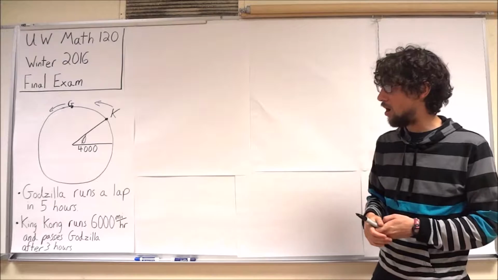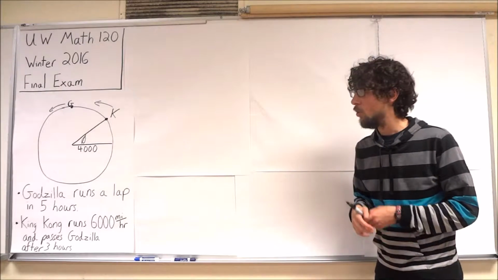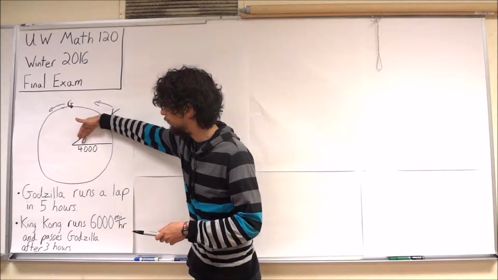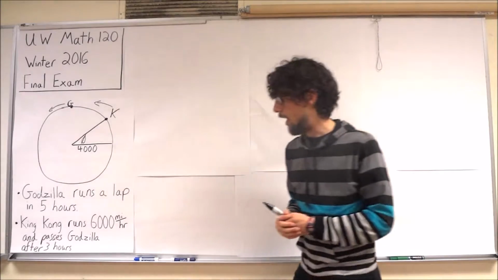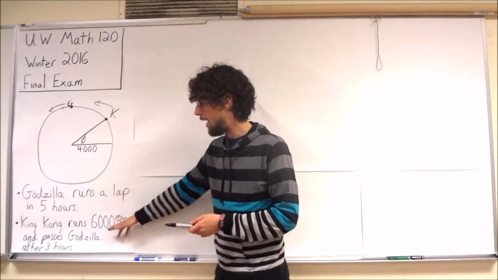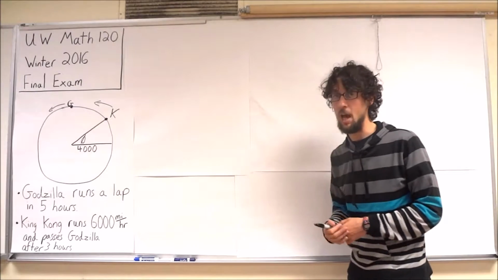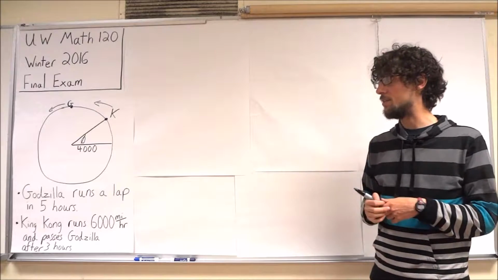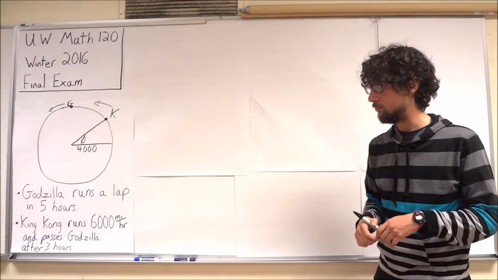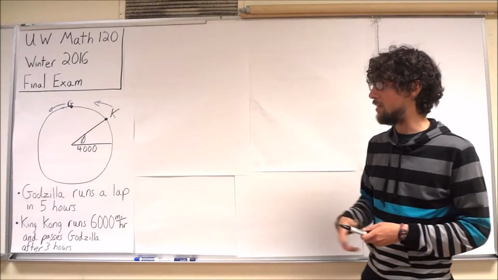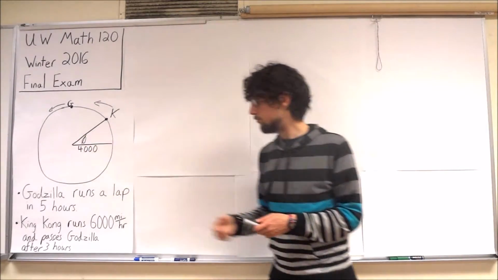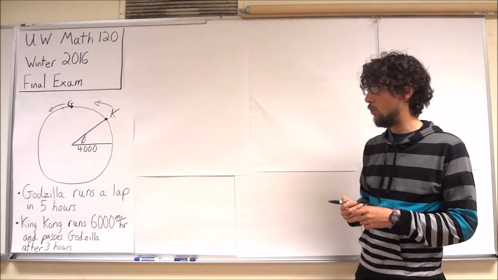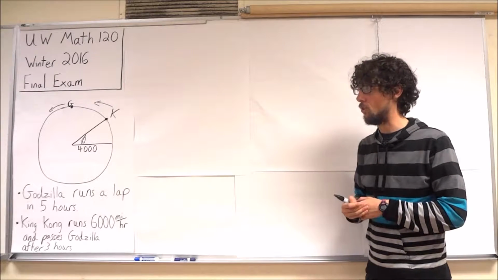And we know that King Kong runs 6,000 miles per hour. We don't know exactly where King Kong starts. We're given that King Kong starts with some angle phi above the equator. And we know King Kong's speed and that King Kong passes Godzilla after 3 hours. The question asks us to do three things. Part A asks us to find Godzilla's speed in miles per hour. Part B asks us to find this angle phi. And part C asks us, after 14 hours, to compute whether King Kong or Godzilla will be farther north.